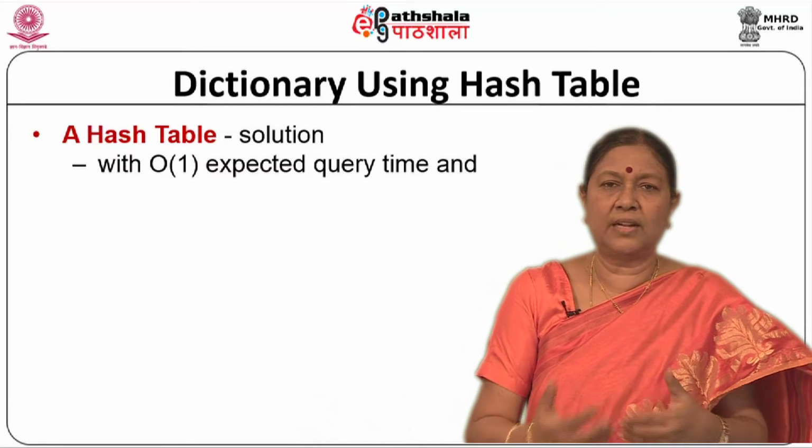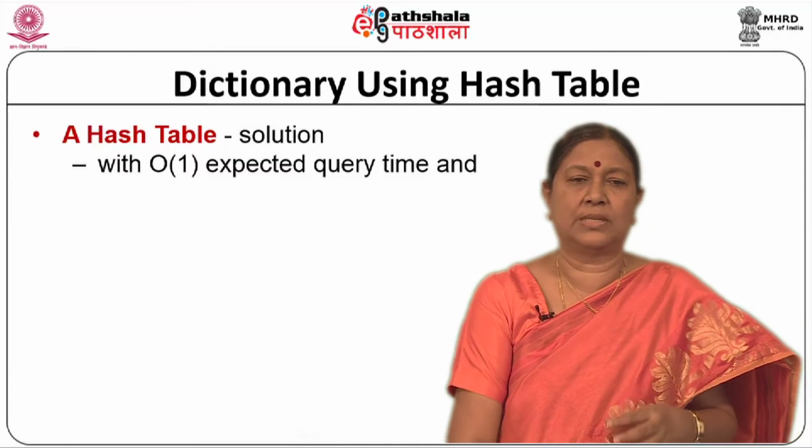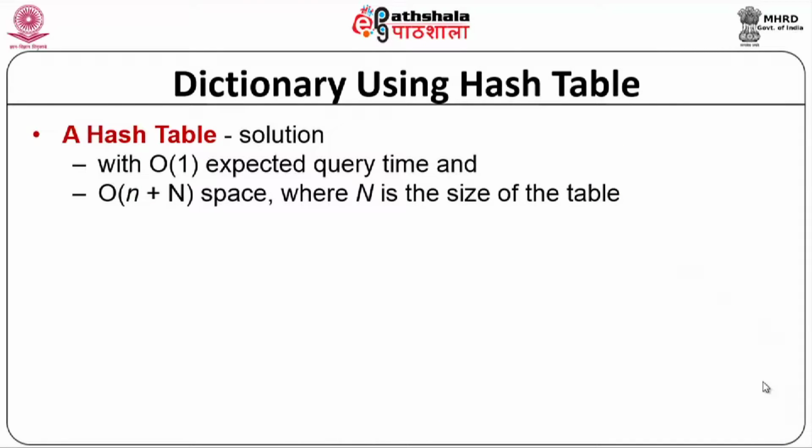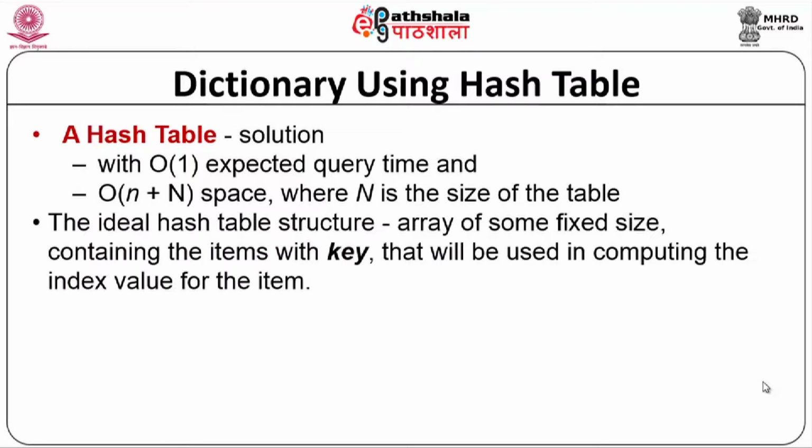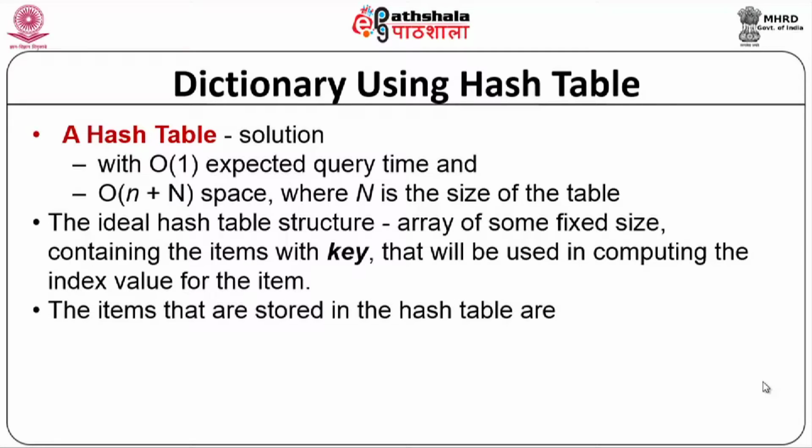So, we want to try to get of the order of 1 every time we do a search. And the space may be of the order of n plus N, where n is the number of entries and N is the size of the table, the hash table that we are talking about. So, an ideal hash table structure is an array of some fixed size containing the items with a key. Now, this key is the important concept of any hash table, that will be used in computing the index value of the item. Normally, we do not store it using the array index, we store it using a key, where the key would be the index to the item. So, that is how we do that.